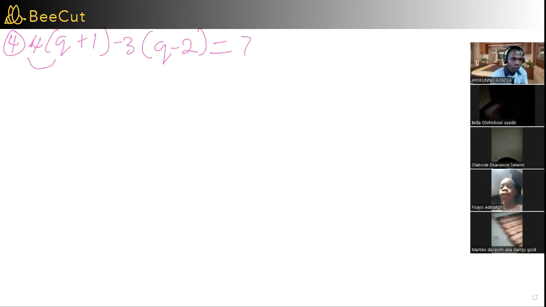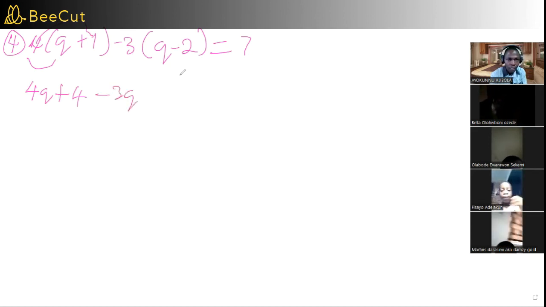So like I said, 4 times q is 4q. Remember, the 4 also must multiply the 1. So that is plus 4, not plus 1 this time around. So that's why it was leading to 0. Then negative 3 times q is negative 3q. Then negative 3 times negative 2 is positive 6, equal to 7.